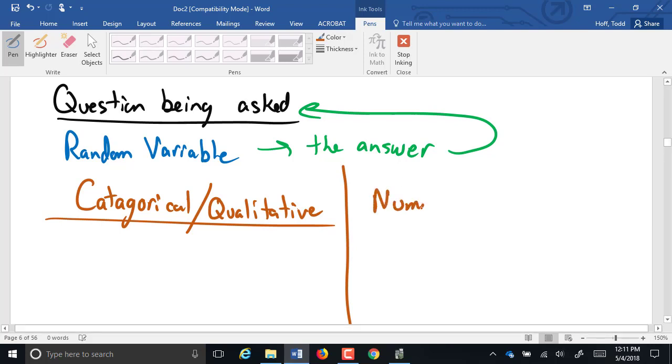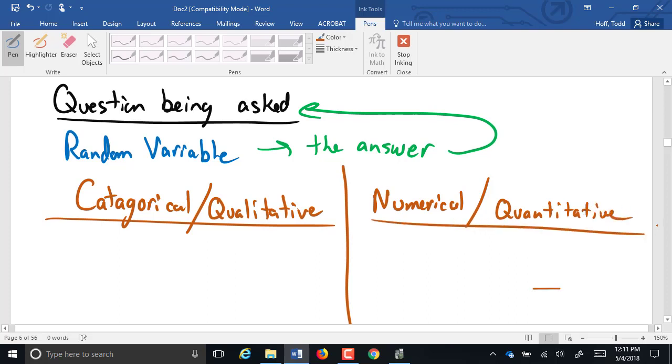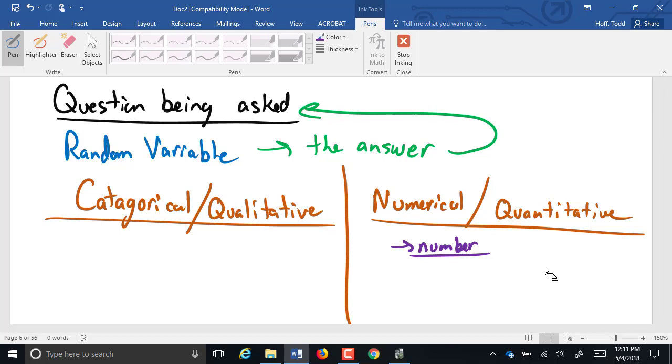We have numerical or quantitative. Quite bluntly, your answer is a number. How many classes are you taking? How many pets do you have? How many siblings do you have? How many cars do you own? Those are all questions that would be answered with a number. How old are you? What's your height? How long did it take you to do this test? All quantitative or numerical.